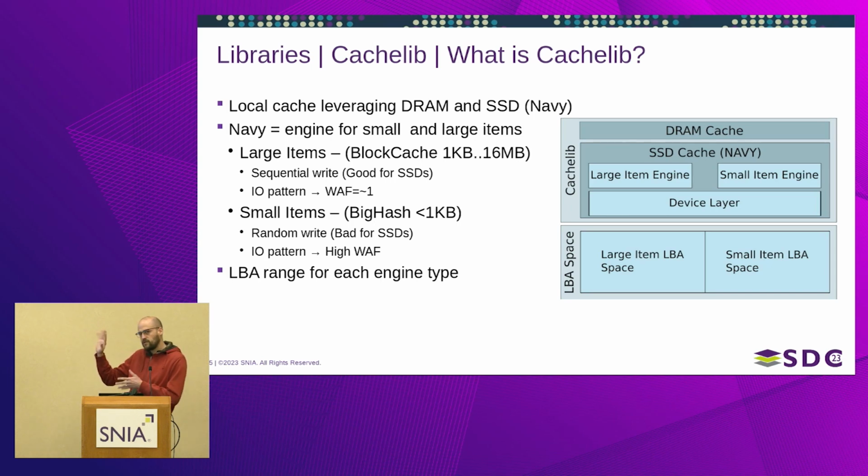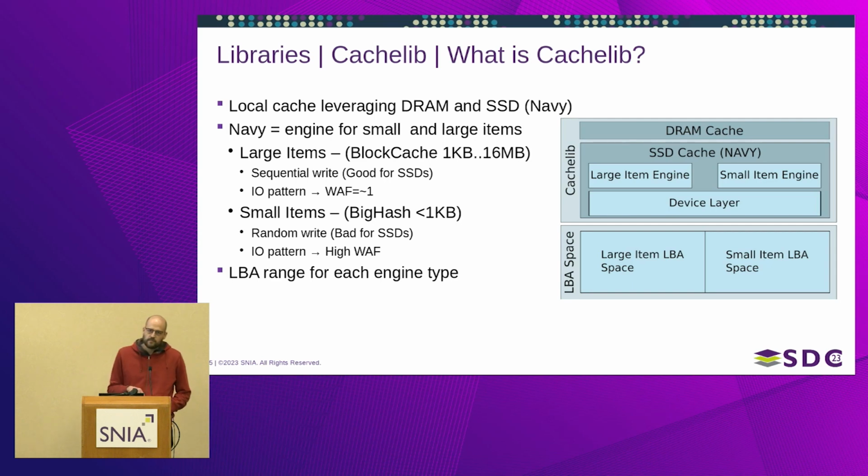So for the DRAM, we don't really care much about it. We're going to focus on the SSD cache, the code name Navy. I like that name. So they basically separate the cache into 2 engines. There's the large item engine, and then there's the small item engine. And the large item engine is basically items that are 1K to 16 megabytes. And it's very nice because it writes sequentially. So we like that. SSDs like that. And we can probably expect a write amplification of 1 or around.